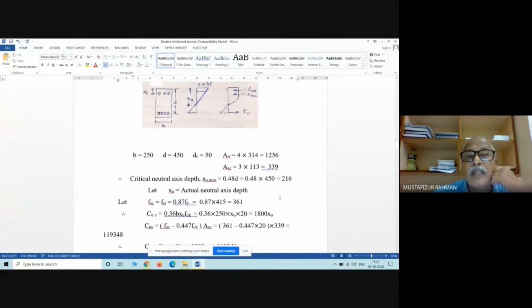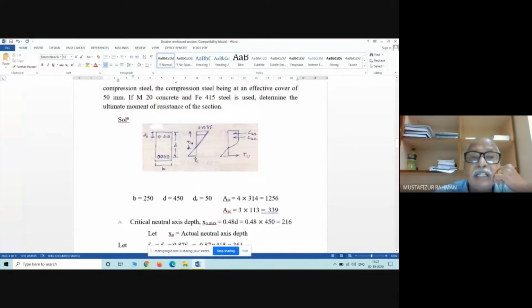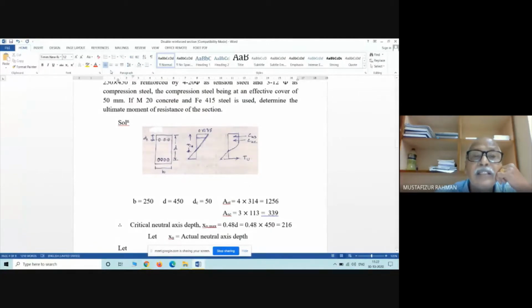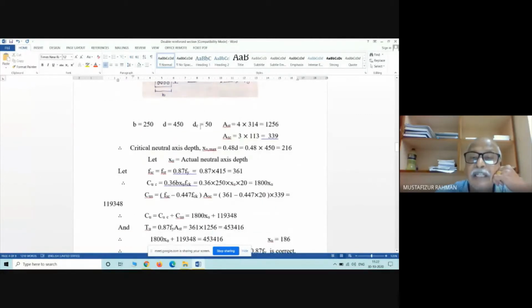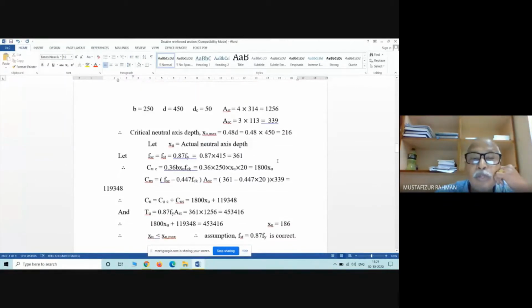Now the critical neutral axis depth. Since our grade of steel is 415, this we had already obtained. XU critical by D is equal to 0.48. So XU maximum is 0.48 D, which is 216. Now we will require the actual neutral axis depth. So how to calculate the neutral axis depth and what information are we having.